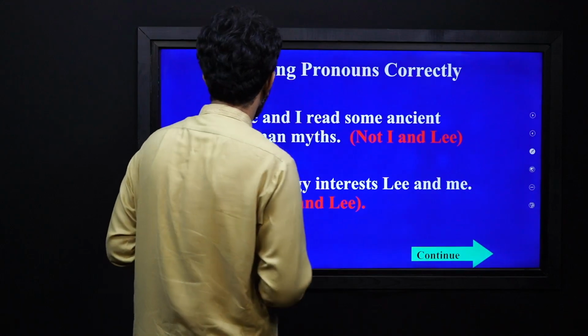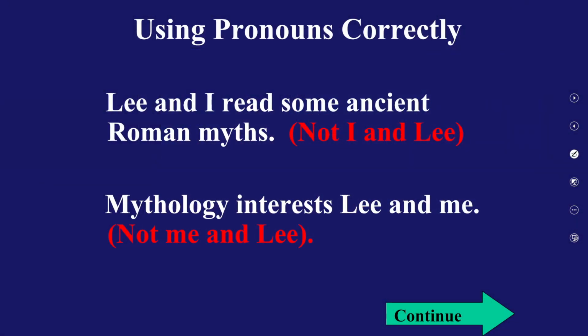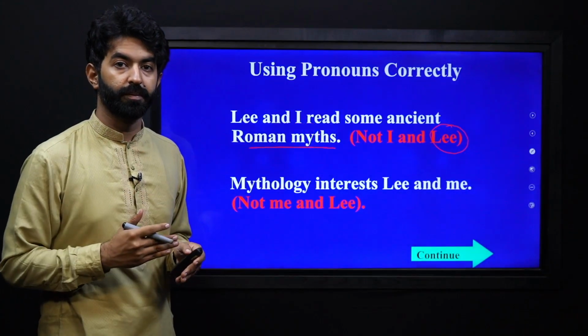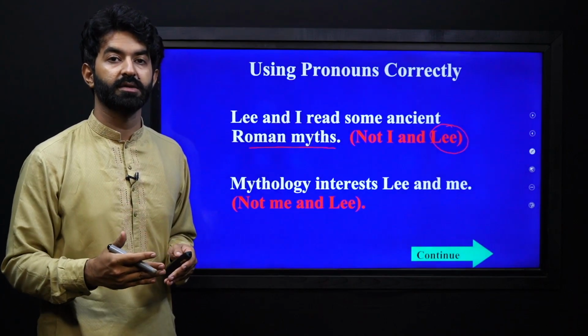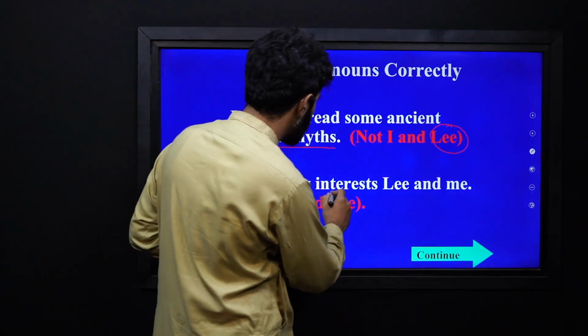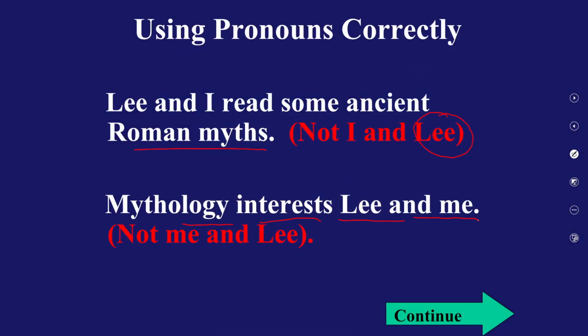Now we have another one. Lee and I read some ancient Roman myths. You cannot say I and Lee read some ancient Roman myths. You have to put the other person or other thing before you and then talk about yourself as I. Mythology interests Lee and me. Again, this is right. We used the other person's name first according to the rule. If you used me and Lee here, this will be considered incorrect.